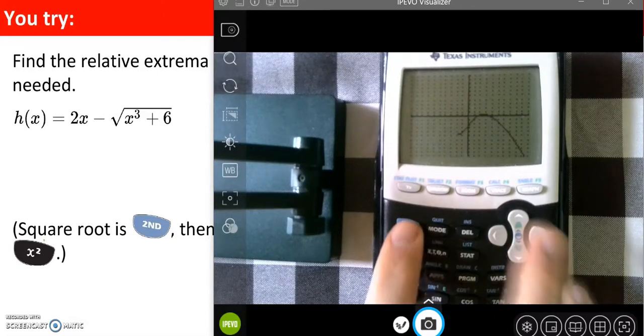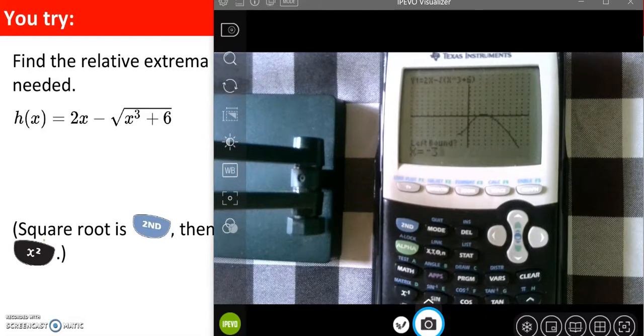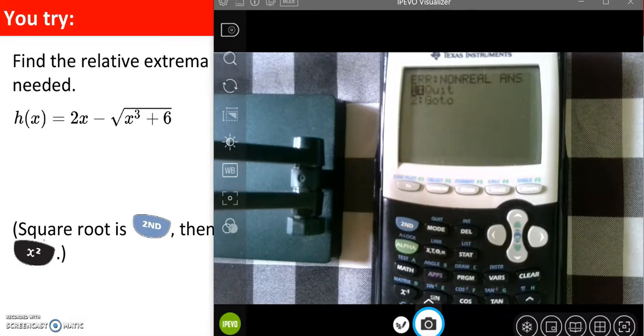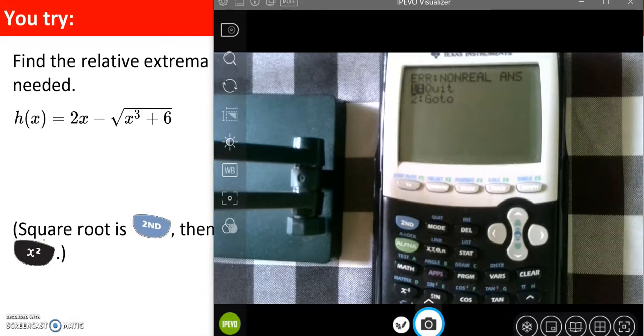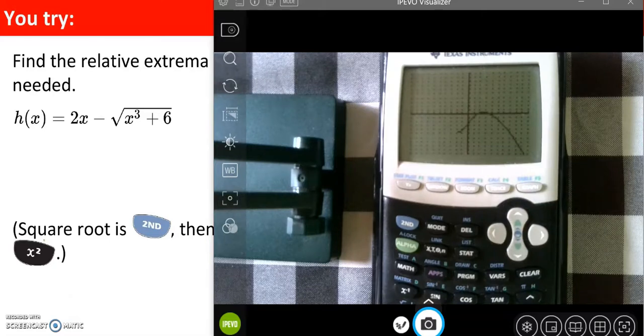But watch what happens if I try and use the minimum feature here. If I choose minimum and say, well, that looks like that's around x equals -2, let me type in -3 for my left bound and -1 for my right bound, and guess that it's -2 or so. Look what happens. It says non-real answer. Essentially, this process isn't able to find the minimum points at the end of the graph like we want it to. So if I hit quit and go back to my graph, I'm going to have to use an approximation.